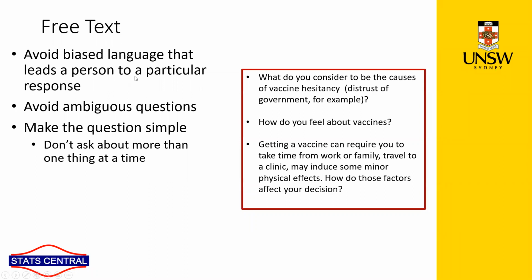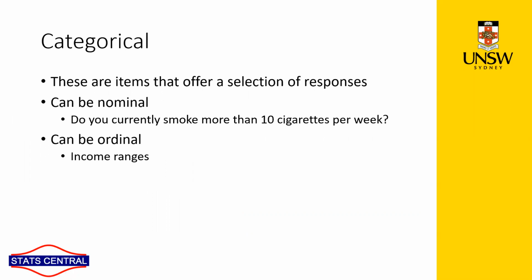So you need to be very careful to avoid biased language in free text or in other types of items as well. Avoid ambiguous questions. Something like, how do you feel about vaccines? It's a valid question, but it's going to be interpreted quite differently by everyone in your sample. And so you may not be able to find some very common themes in a question that's a bit vague. And finally, make sure that you're not presenting too many ideas at once, asking too many things at a time. Make sure that you split that up if you find a particularly complex question.